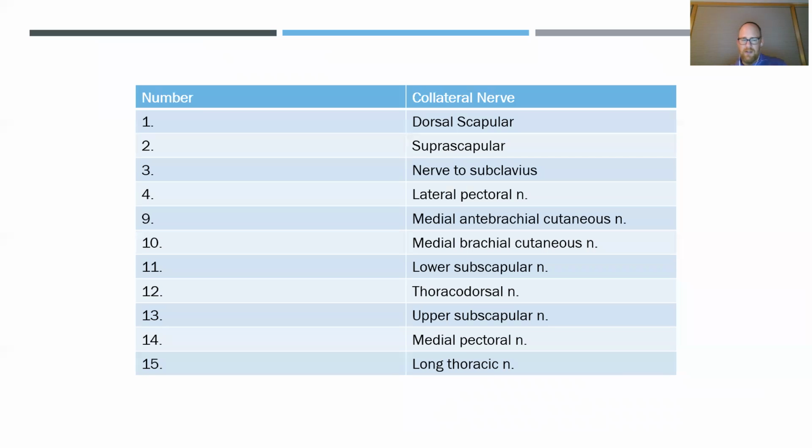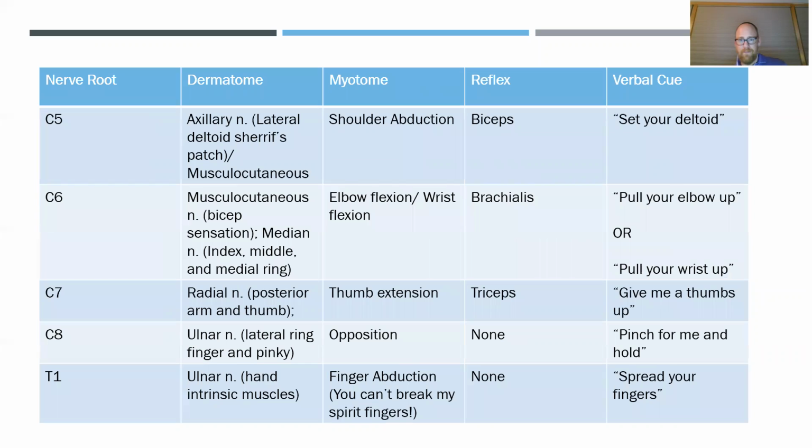So what I've done here is number out the collateral nerves for you, corresponding to the diagram with their names. Once again, just know collateral nerves of the brachial plexus have one of 2 functions. They either innervate the periscapular musculature and do not travel into the arm, or there are only 2 exceptions: medial brachial cutaneous and medial antebrachial cutaneous, which travel into the arm but provide sensation only.